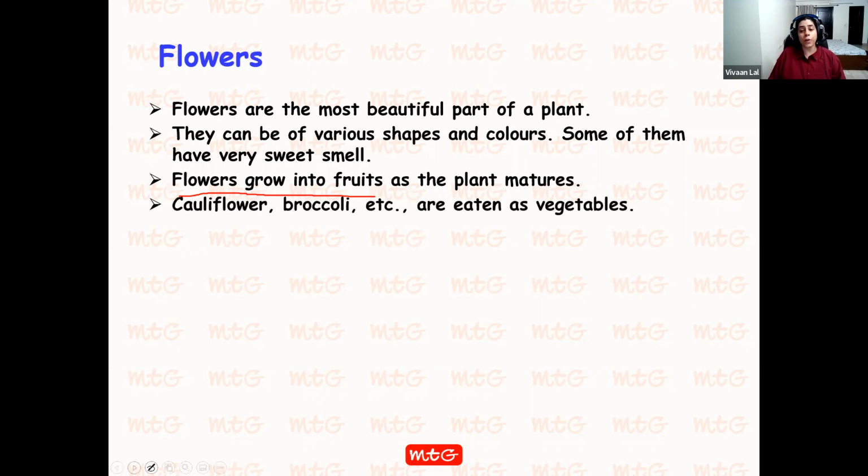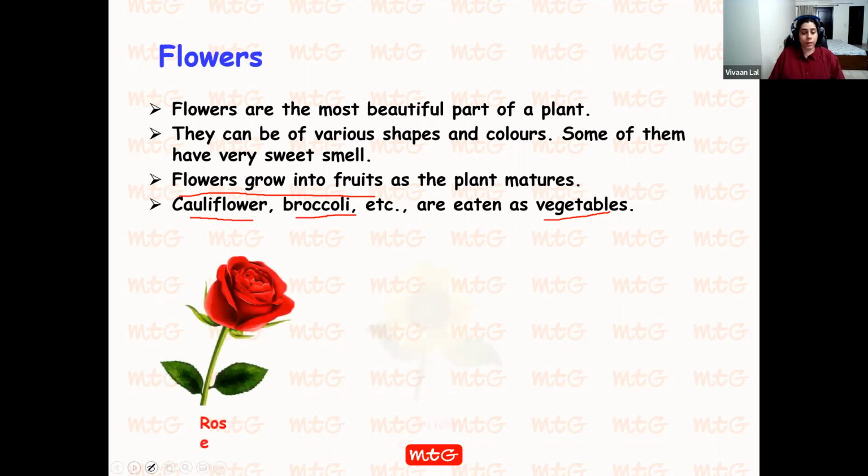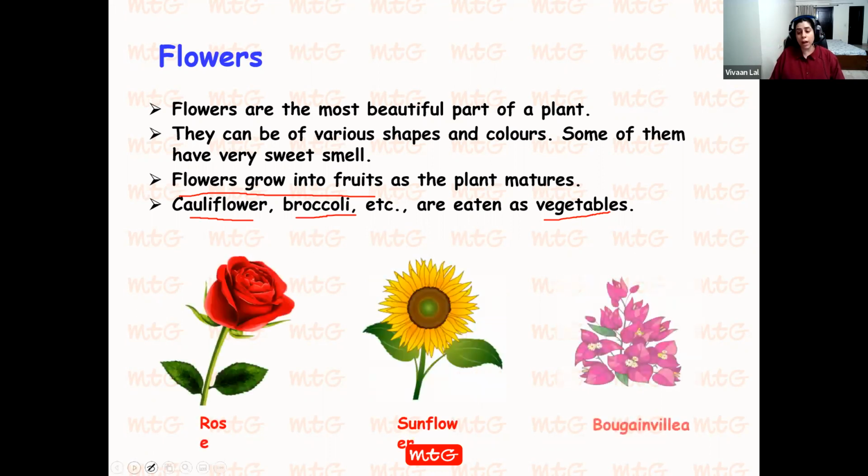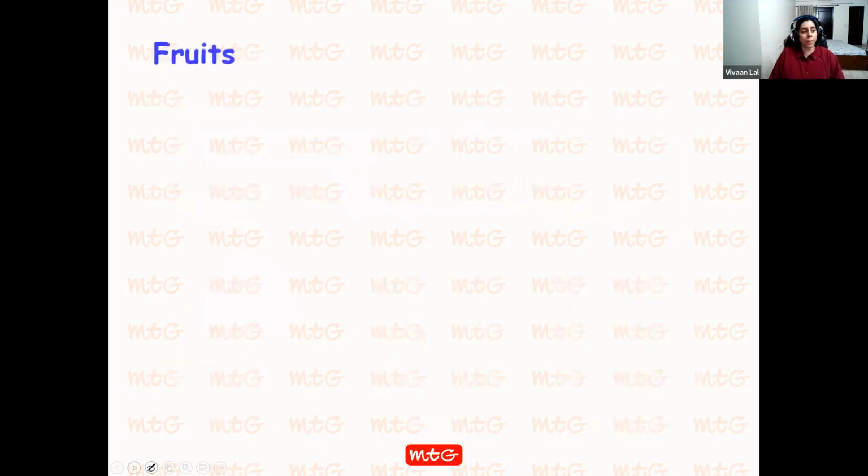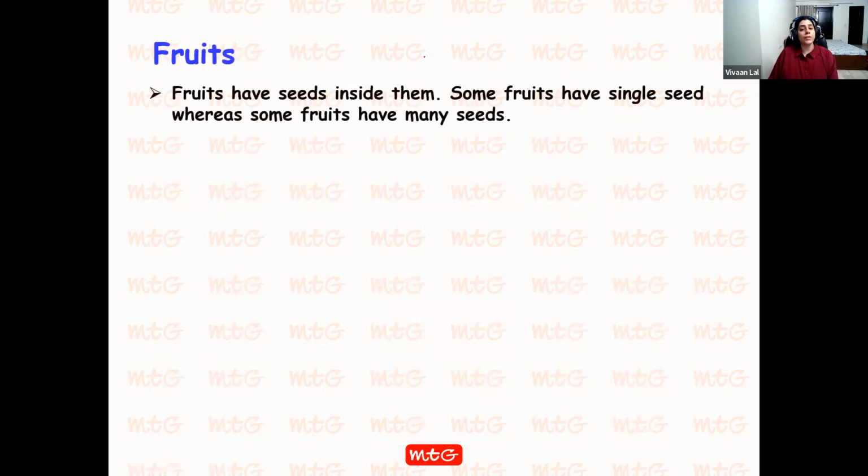Cauliflower, broccoli, etc. They are modified flowers and they are eaten as vegetables, right? So when I say modified flowers, they have food in them. They're modified to store food in them, and they are cauliflower and broccoli. This is rose flower, sunflower, and bougainvillea. Now we'll talk about fruits. As I told you, fruits have seeds in them. Now some fruits have single seeds, whereas some fruits have many seeds.